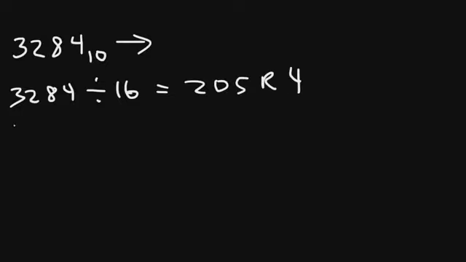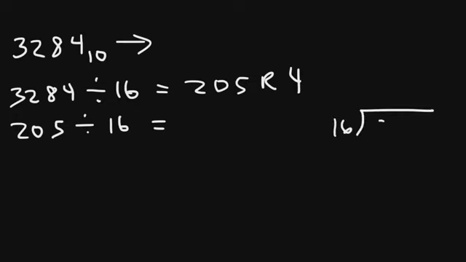So now we need to divide 205 by 16. So let's use long division. Let me do it over here. How many times does 16 go into 20? 16 goes into 20 one time. 16 times 1 is 16. 20 minus 16 is 4. And then we need to bring down the 5.